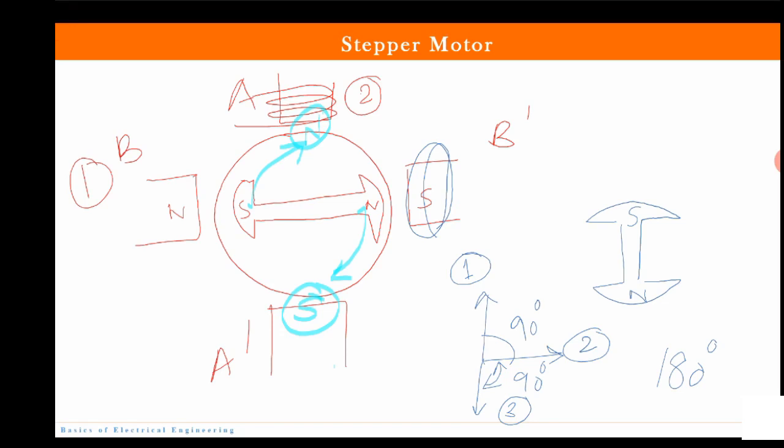Now why is it called a permanent magnet? Because the rotor single stack material was made of permanent magnet. So north pole and south pole are permanently there. If we wish, we cannot change it, right? So it is already there.